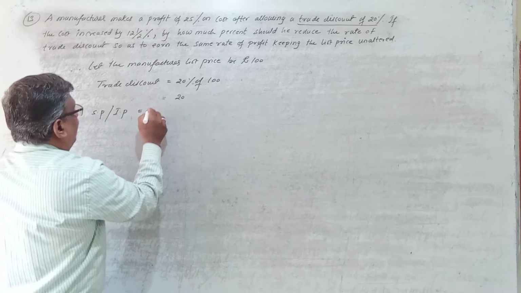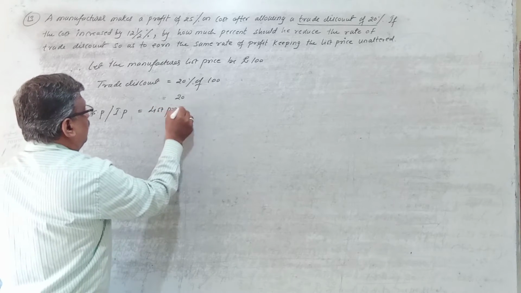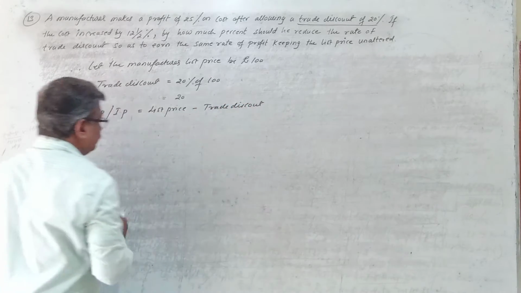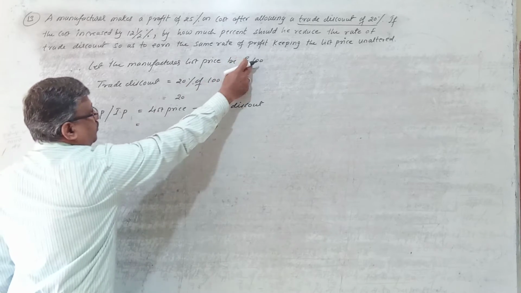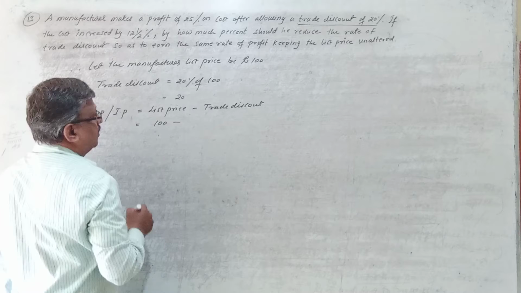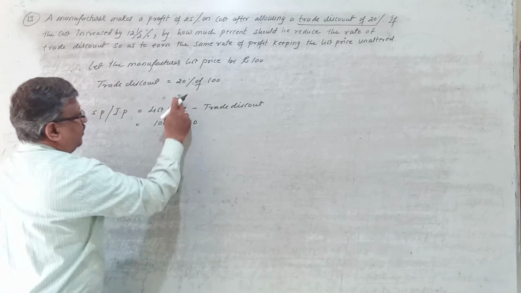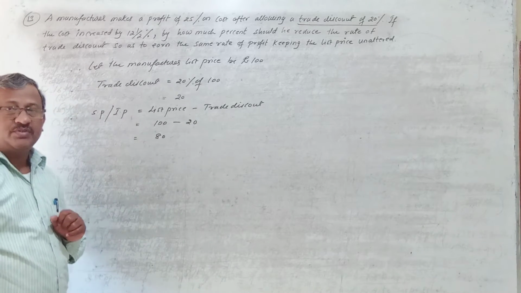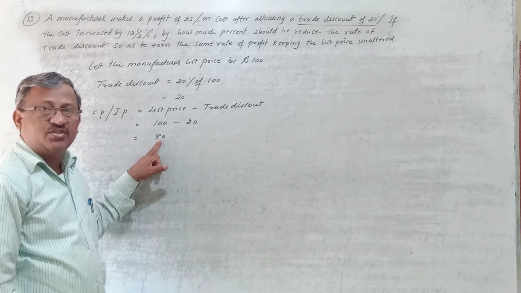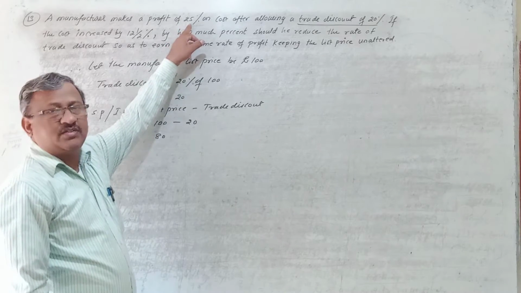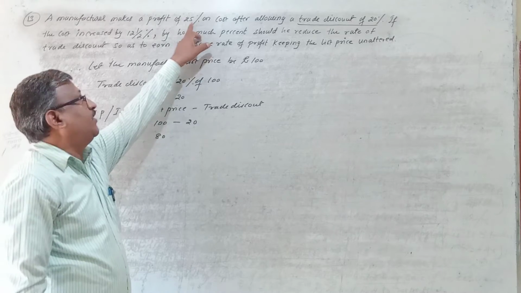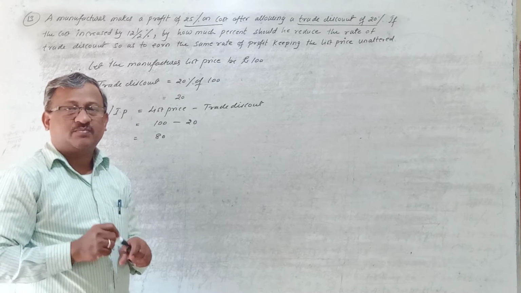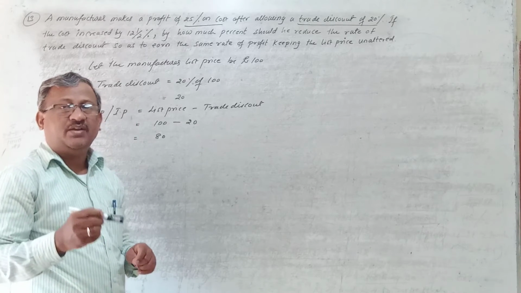It is nothing but list price minus trade discount. What is the list price of the manufacturer? We have assumed it is 100, minus trade discount, which is 20 rupees. Means he is selling his goods at 80 rupees. So when the manufacturer sells his goods for 80 rupees, how much profit does he get? He gets 25% profit on the cost. Whatever the manufacturer's cost price is, on that he gets 25% profit.